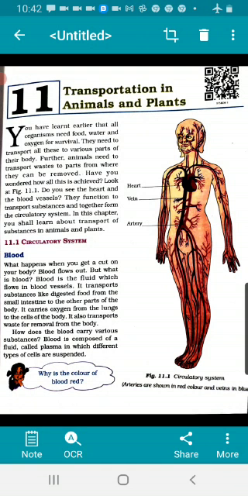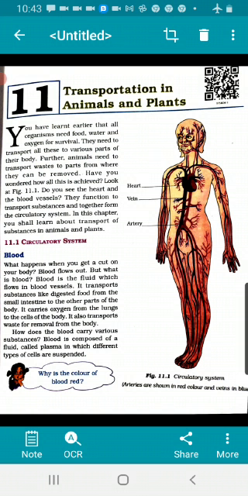Today we are going to study about transportation in animals and plants. You have learned earlier that all organisms need food, water and oxygen for survival. They need to transport all these to various parts of their body. Further, animals need to transport waste to parts from where they can be removed. Have you wondered how all this is achieved?